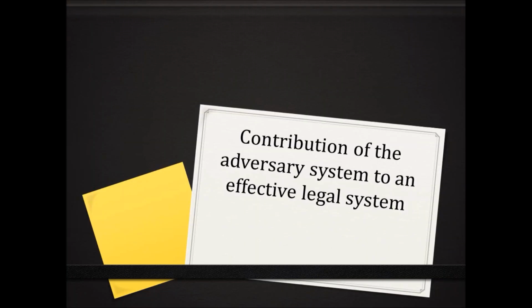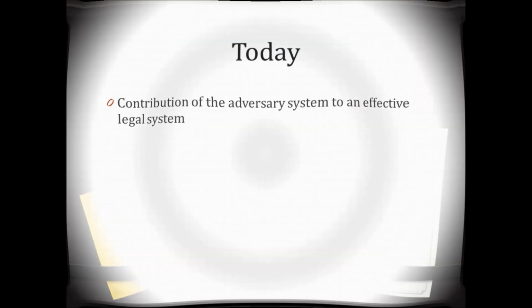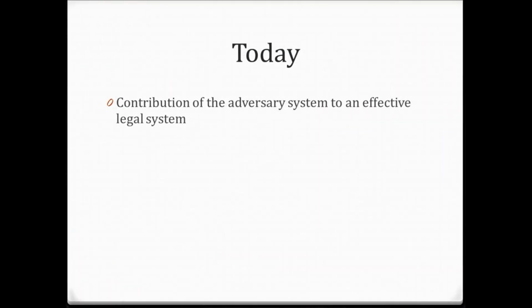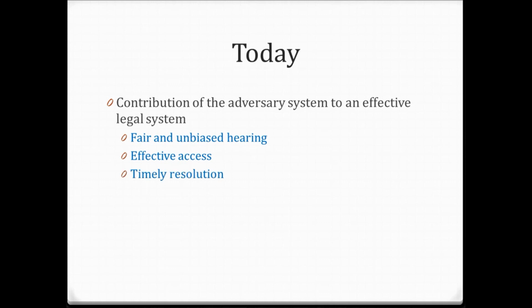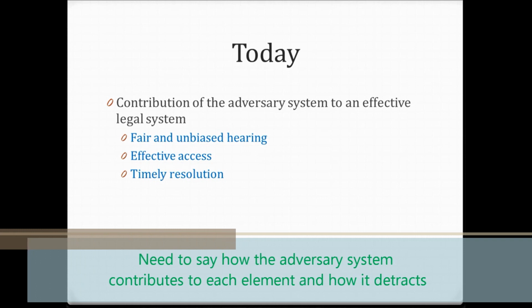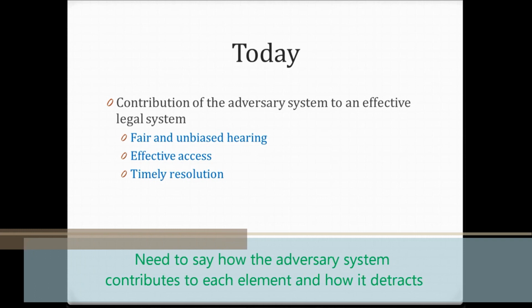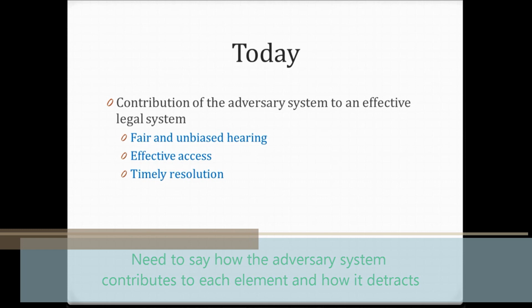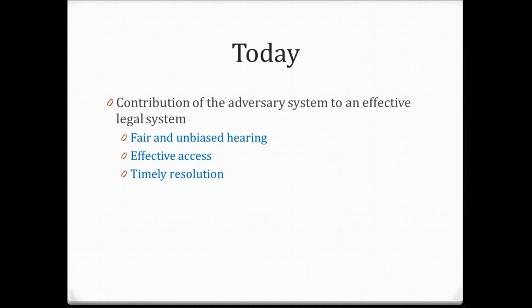Okay, so today we're going to look at the contribution of the adversary system to an effective legal system. We need to assess how the adversary system contributes to the three elements of an effective legal system: fair and unbiased hearing, effective access, and timely resolution. So we're going to look at all the things in the adversary system that contribute to those elements, and things in the adversary system that subtract from those elements, that reduce the effectiveness of the legal system.